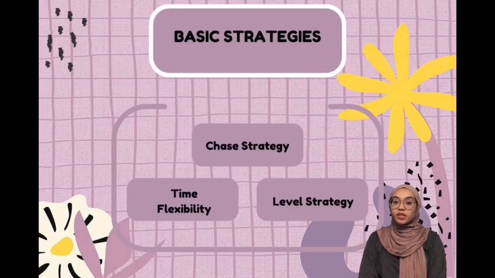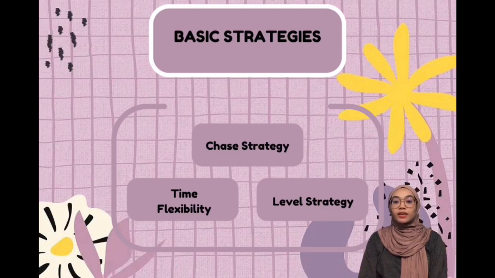In basic strategies, there are three strategies, which are chase, time flexibility, and level strategy. The chase strategy aims to minimize excess inventory and associated holding costs, making it particularly suitable for industries with high demand variability. The second strategy is time flexibility.